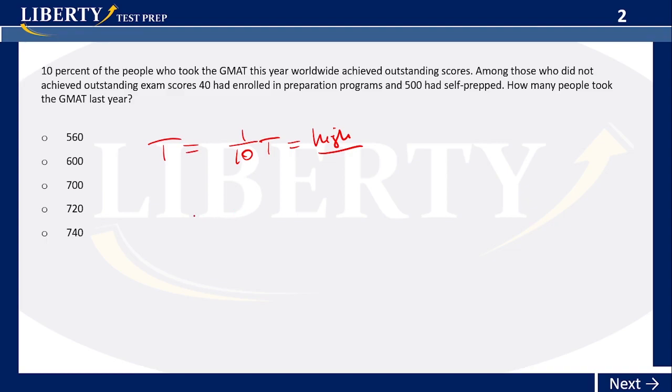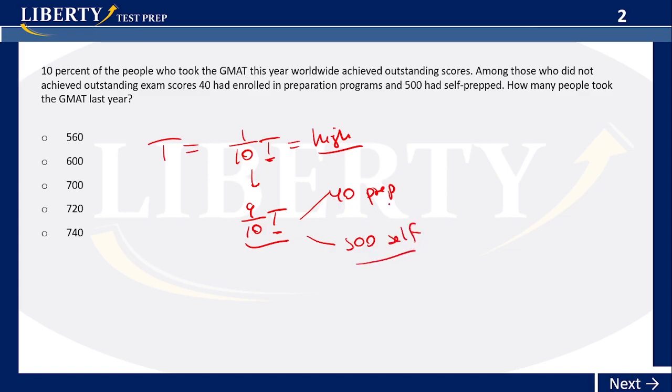Okay, so let's say out of the ones who didn't achieve, which is the complement of this one, so 9/10 of the total. The complement, because of course the ones who did not achieve a high score and the ones who did must give you 1, 100% of T. So 9/10 of the total are the people who did not achieve an outstanding score. 40 had prepped with a preparation program, and 500 had self-prepped.